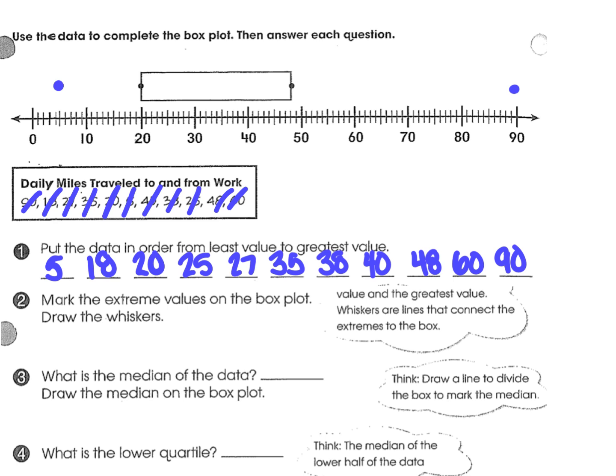After we've got those graphed, the next thing we need to do is find our median. So we're going to take our list and cross out till we get to the middle. 5 and 90, 18 and 60, 20 and 48, 25 and 40, 27 and 38. So our median is 35. I landed exactly on one number. That's our median. So we're going to put a dot there as well.